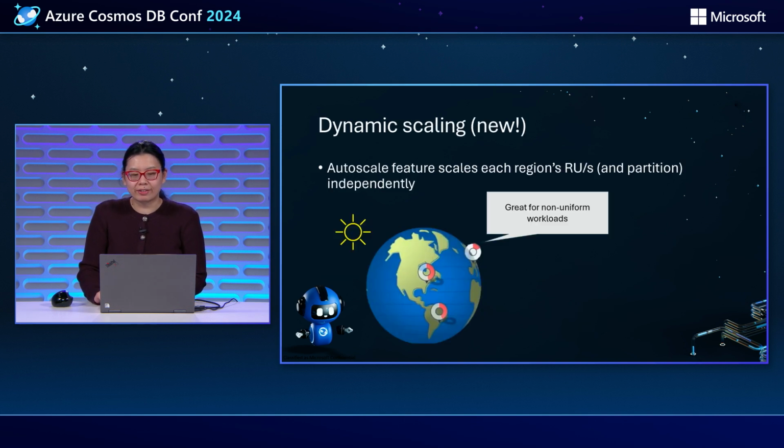In order to fix this, you can leverage a new preview feature called dynamic scaling, in which autoscale will now scale each region's throughput in the partitions independently. This makes it a great fit for non-uniform workloads. So let's see the impact of this in action.